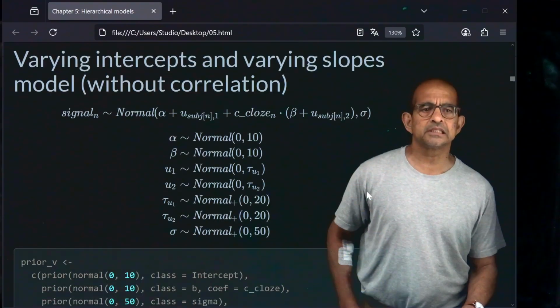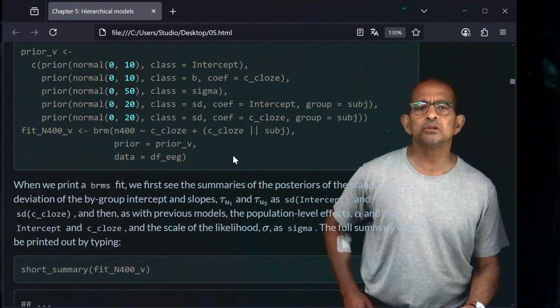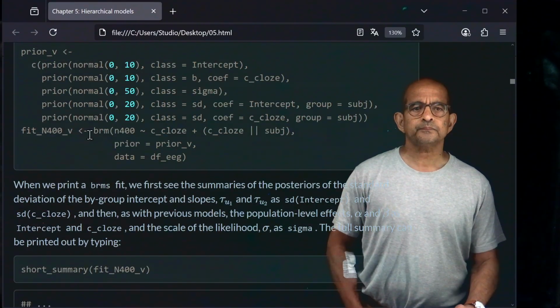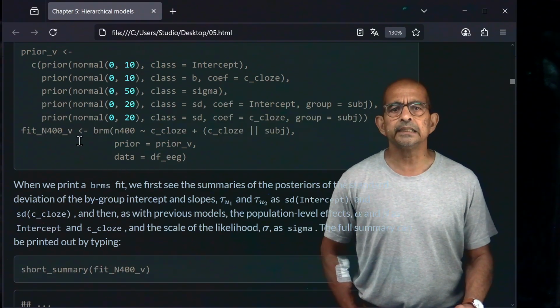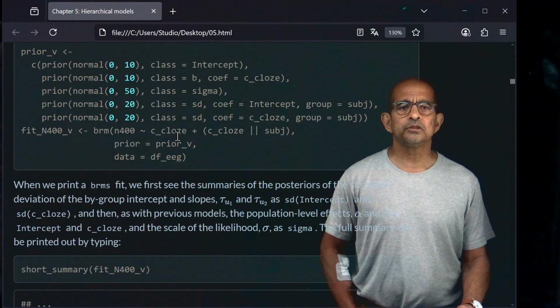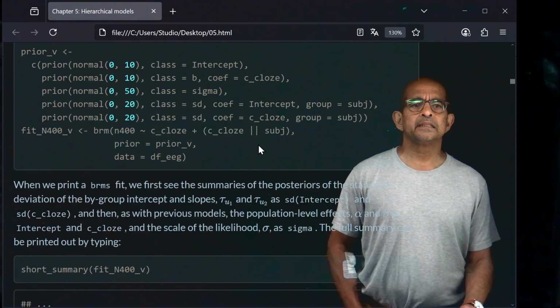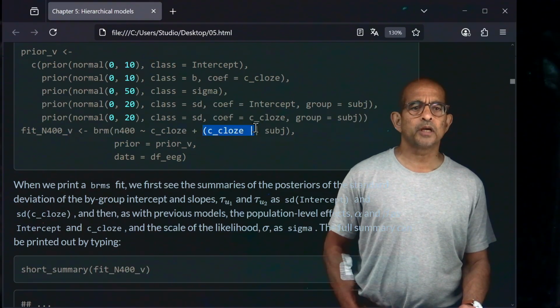And the rest of the syntax is pretty straightforward, right? So we fit the model. Here's the BRM model. You got close, and this syntax is again new for you. So this is a new part in the model.